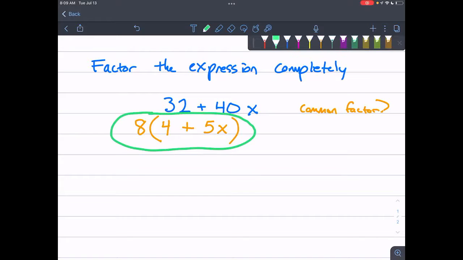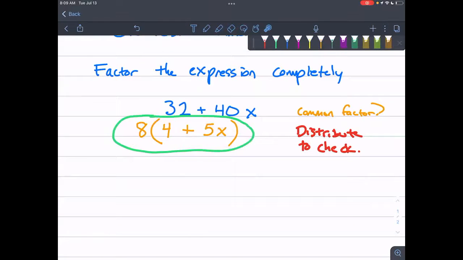And if you wanted to check, you could distribute to check. So what I mean by that, if you take 8 times 4, that should give you 32. If you take 8 times 5x, that should give you 40x. So if you multiply and get back there, then you know you factored it correctly. This is basically the opposite of multiplication. We're sort of dividing. Normally we start here and you distribute the 8 and you end up here, but we're going in reverse.